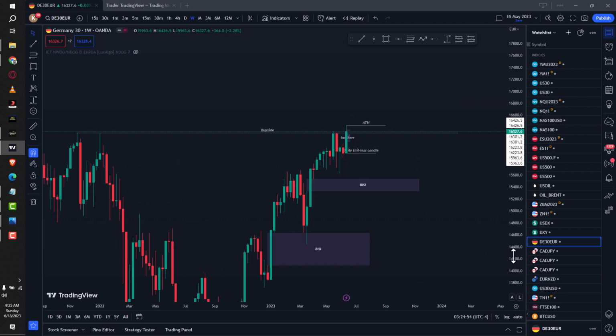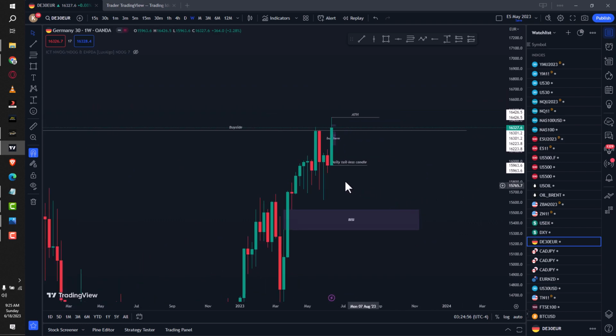Another thing I would like to note is this candlestick wick, this tail. Again, remember what we mentioned about the tails. So we have the 50% of this tail, which is right here.